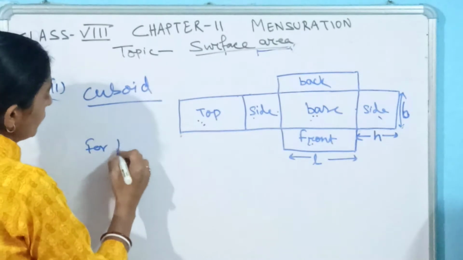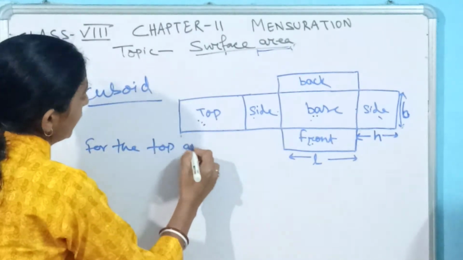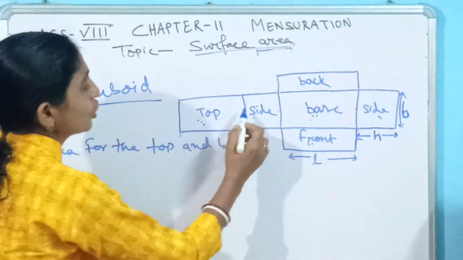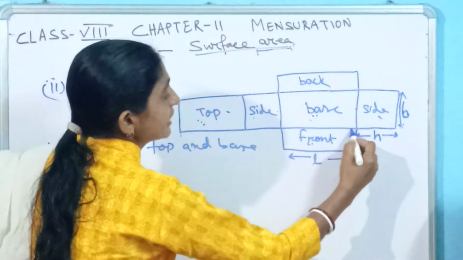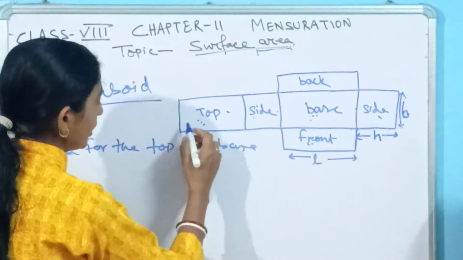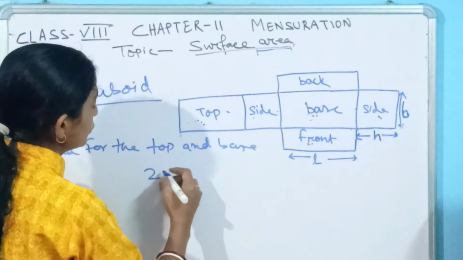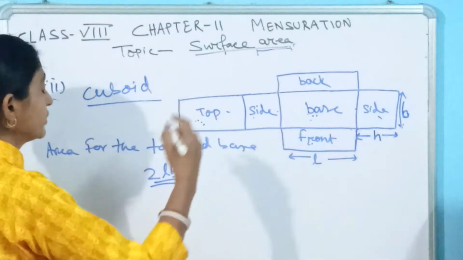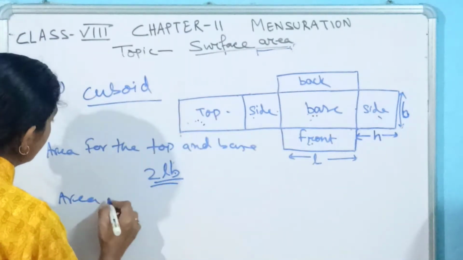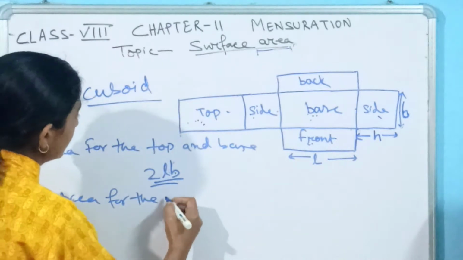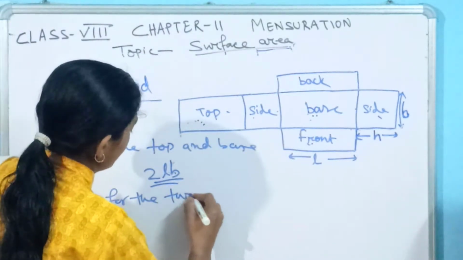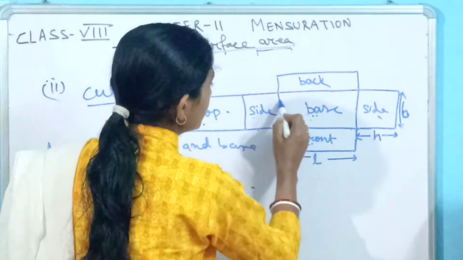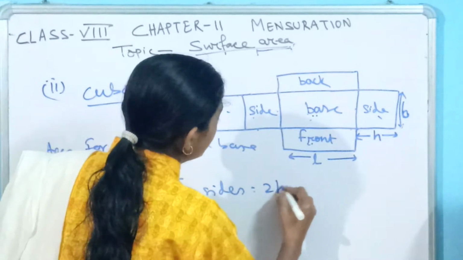For the top and base, we are going to find the area. That part is length and that part is breadth. As you have two faces, it will be 2 into L into B. This is the area you will get for that one. Then the area for the two sides: this one is H and this one is B, so it will be 2 into BH.